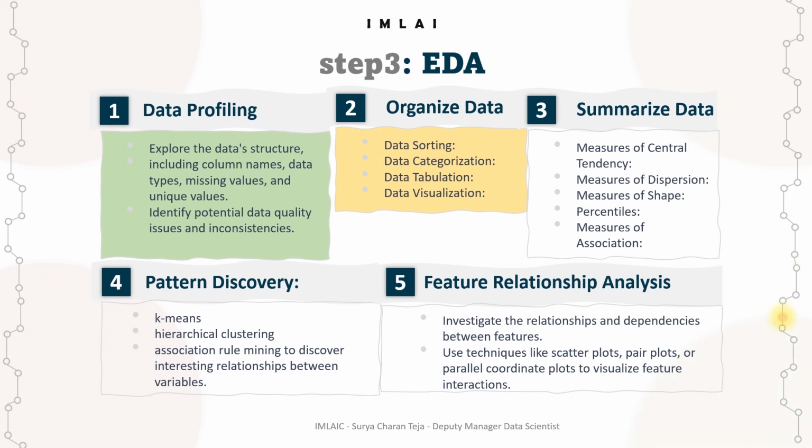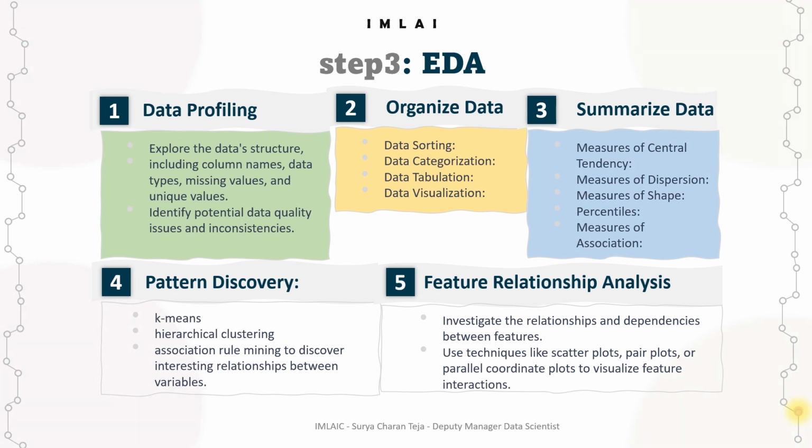Okay, so far we have seen how to explore the data structure, including column names, data types, missing values, and unique values. Then we also found ways to identify potential data quality issues and inconsistencies. Then we moved on to organizing data: sorting, categorization, tabulation, visualization. Now the most important one that we are going to cover is summarizing the data.